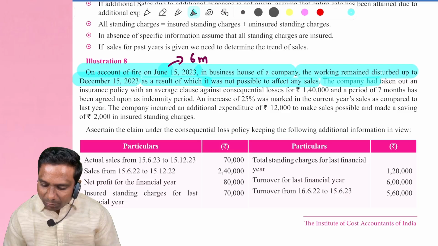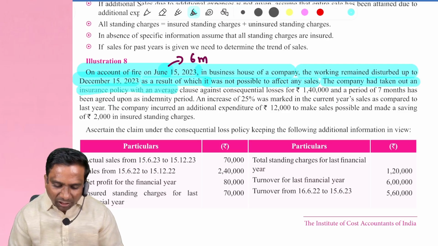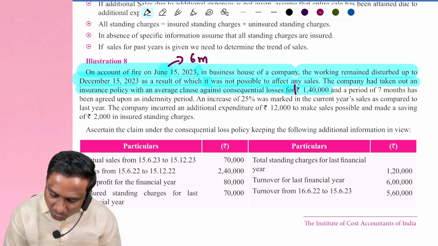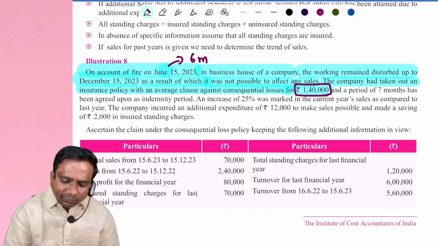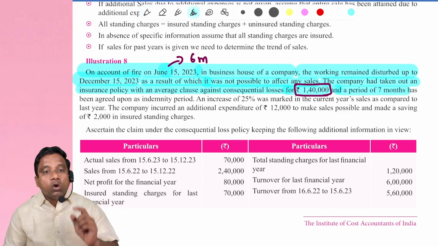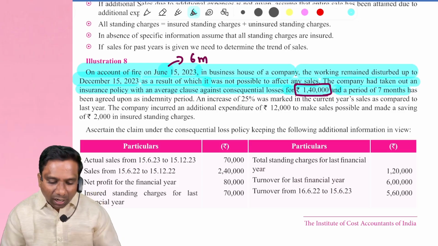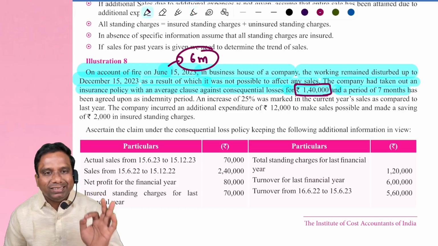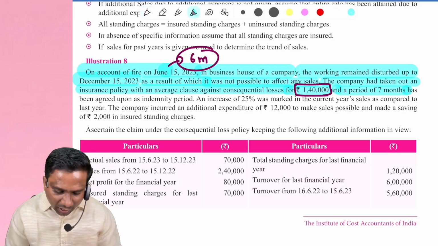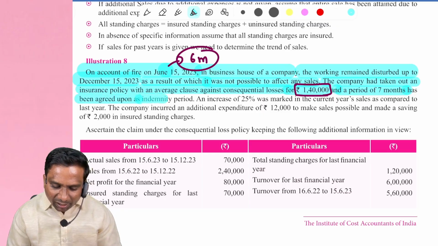Okay. The company had taken out an insurance policy with an average clause against consequential loss for 1,40,000. So for how much amount have they taken the policy? For 1,40,000 and a period of 7 months. Okay. What's the indemnity period? 7 months. But our business disruption period is 6 months. It is less than the indemnity period. Yes, sir. Fine.